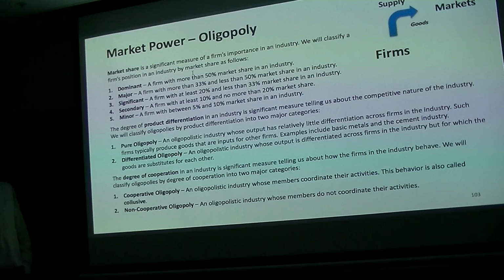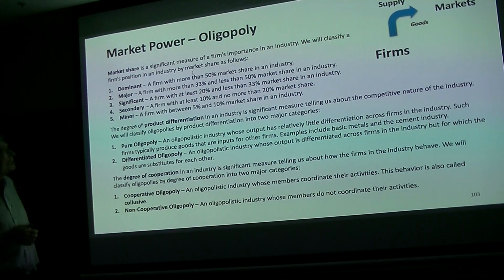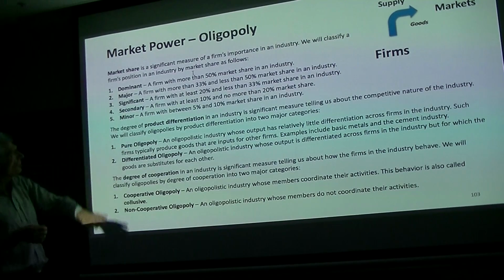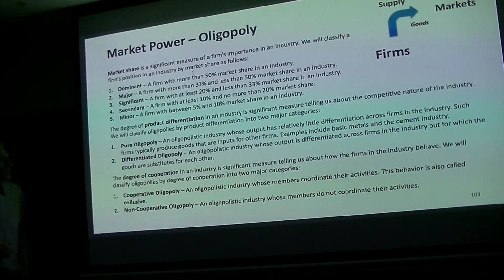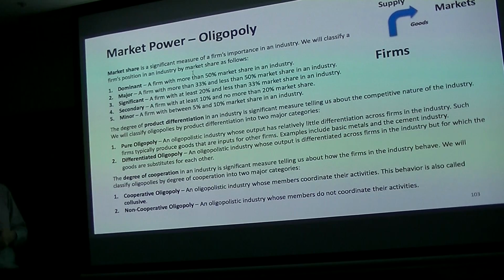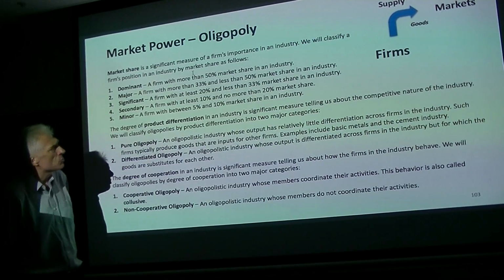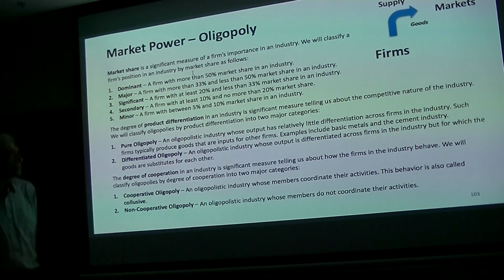So I'm going to classify also. We classify by market share, and we classify by product differentiation. That's a measure. Product differentiation tells us how competitive the industry is. A pure oligopoly is an oligopolistic industry whose output has relatively little differentiation across firms.